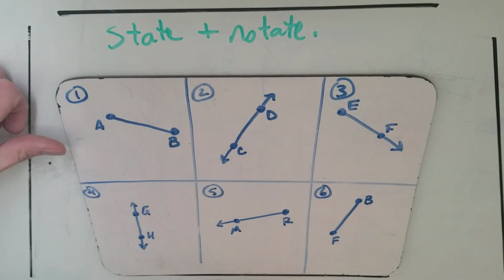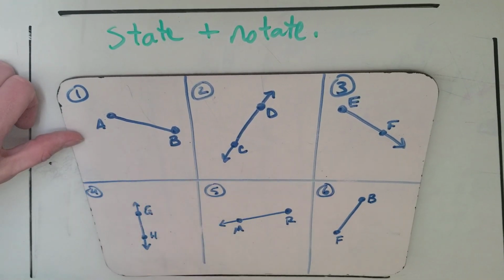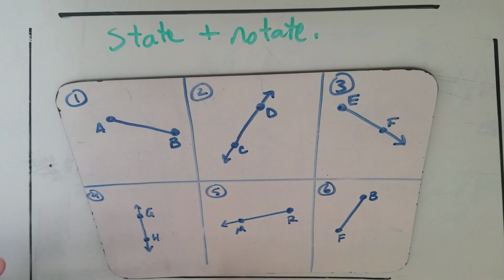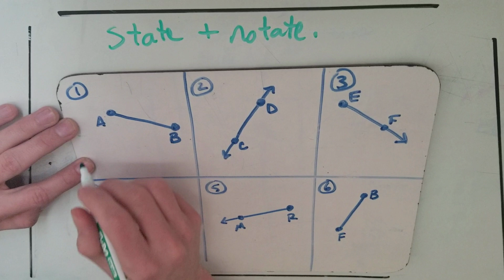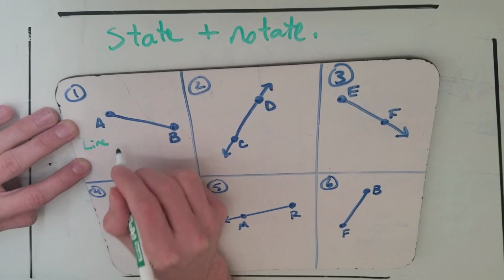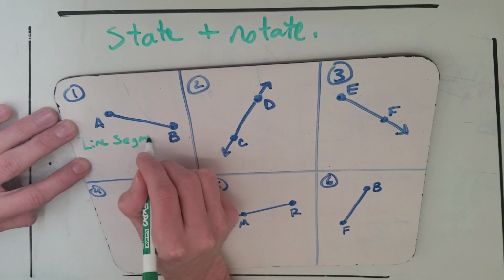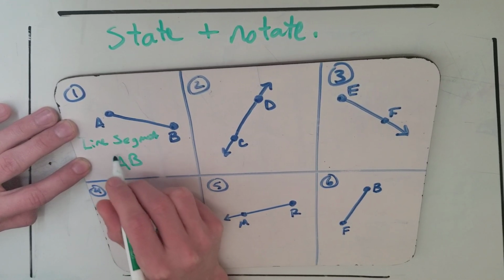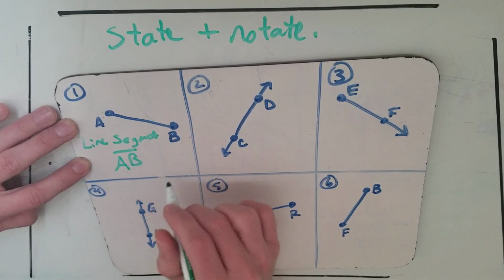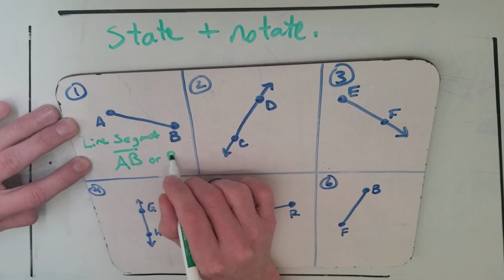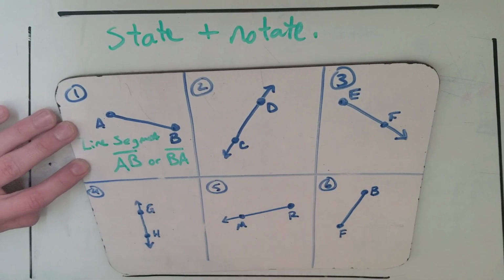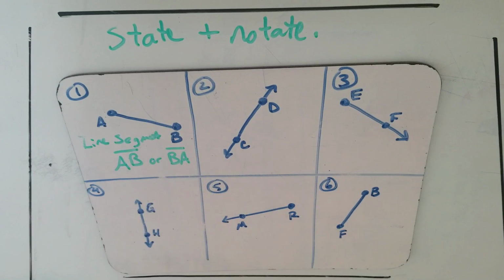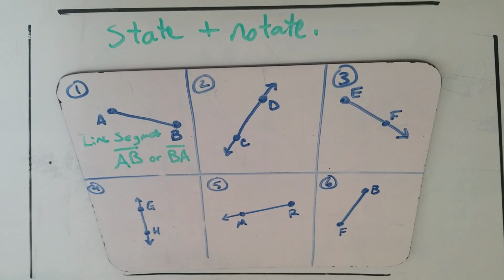Number 1, you can see that we have 2 endpoints. A and B are both endpoints of this, and everything between them, we don't go on infinitely at all. So this would be a line segment, and we would notate it with our endpoints like this, or we could say line segment BA. That would work as well. Both are good ways to notate.